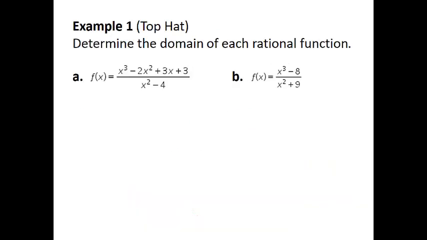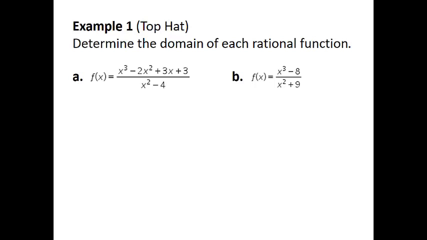Example 1 is to determine the domain of each rational function. Part A is f of x equals x cubed minus 2x squared plus 3x plus 3 divided by x squared minus 4. The domain is all reals except for the zeros of the denominator.